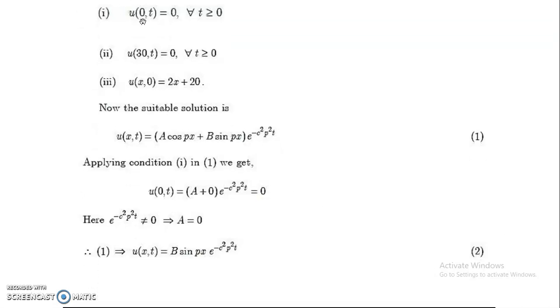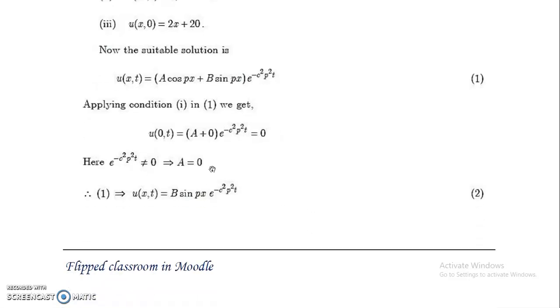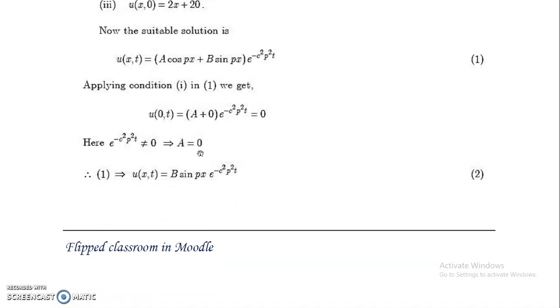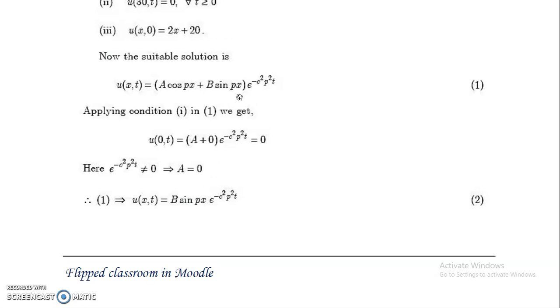So the first condition here, u of 0 comma t equal to 0, replace x by 0 on this solution. If x equal to 0, sin 0 will be 0 and cos 0 value is 1. So you will get A, and there is no x here. This exponential term should be retained and make it equal to 0 by using this condition. So you will get A equal to 0 here, and this one is not equal to 0 because t is a variable, it cannot be equal to 0. If A equal to 0, substitute this conclusion on your first equation. So it will become B sin px e power minus c square p square t.